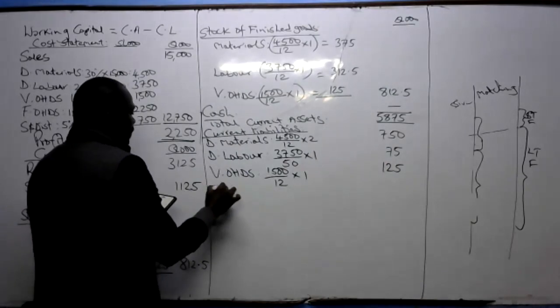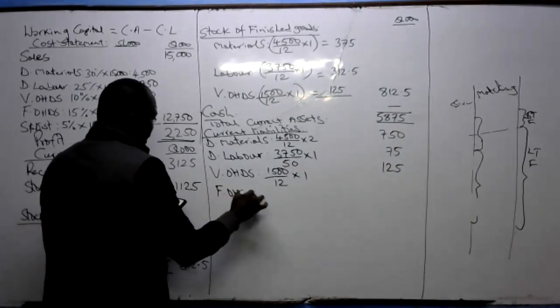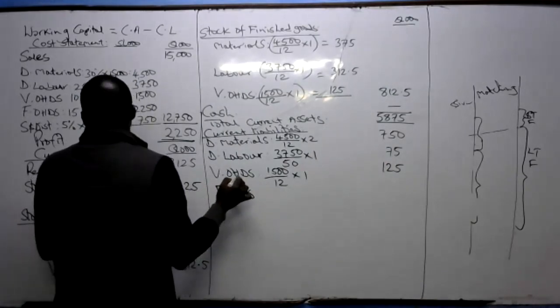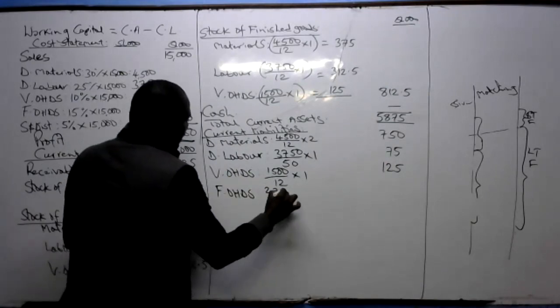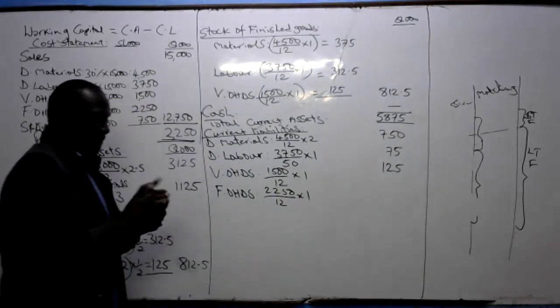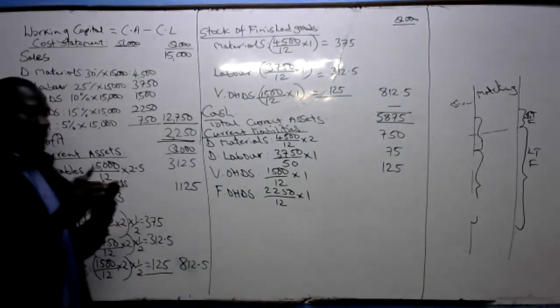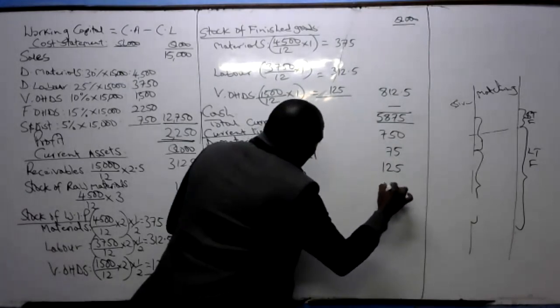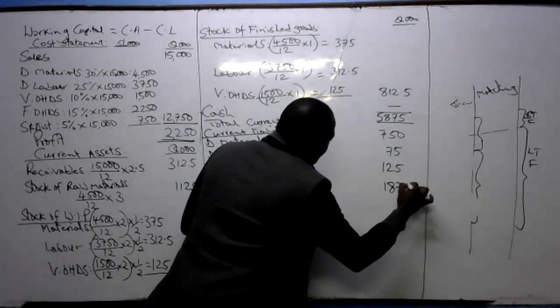Then we have fixed overheads. Here tumepewa 1 month. Kwa mwaka mzima is it 2250? Divided by 12 times 1. How much? 187.5.